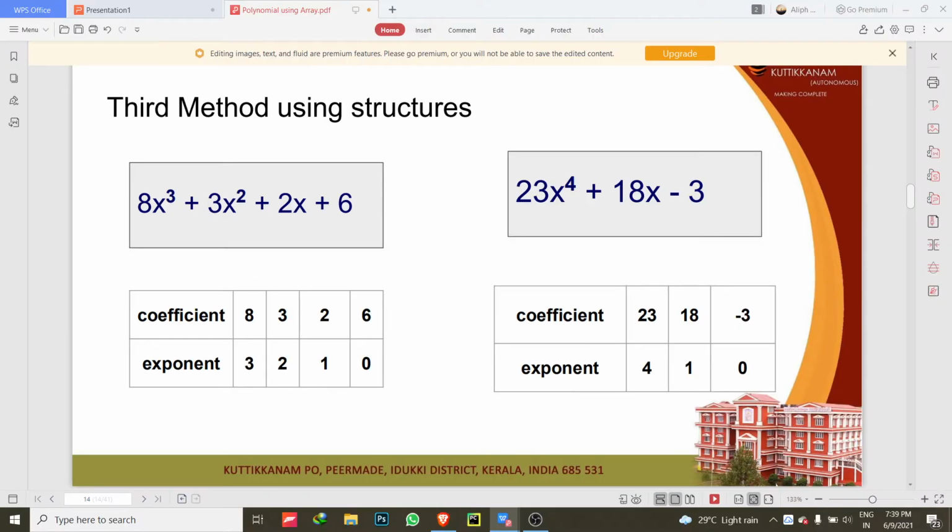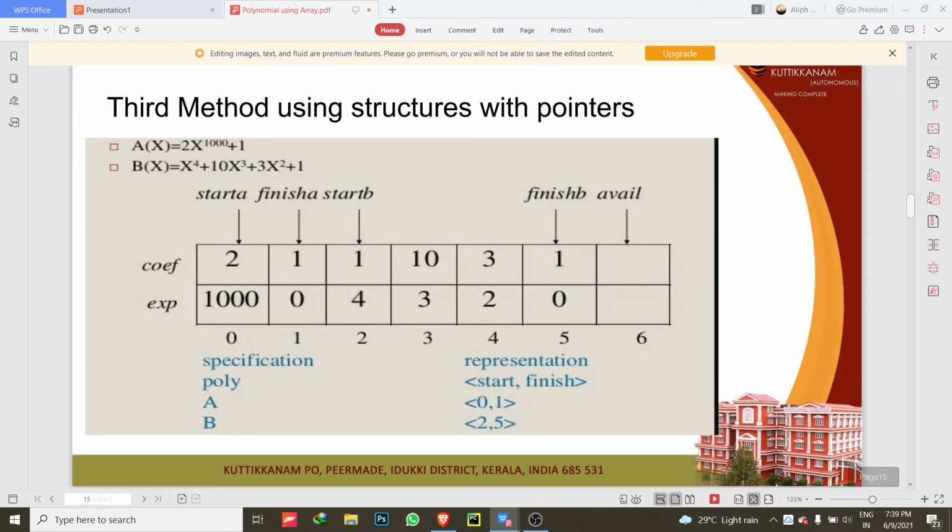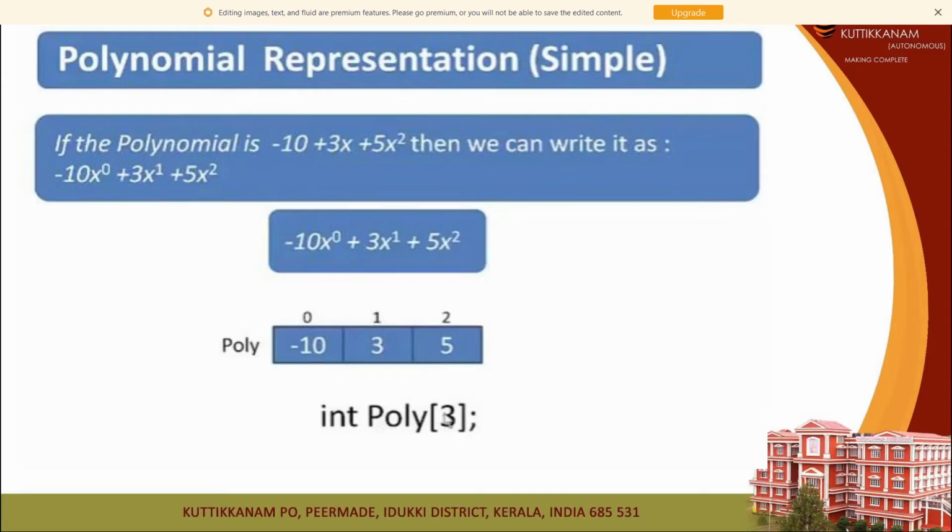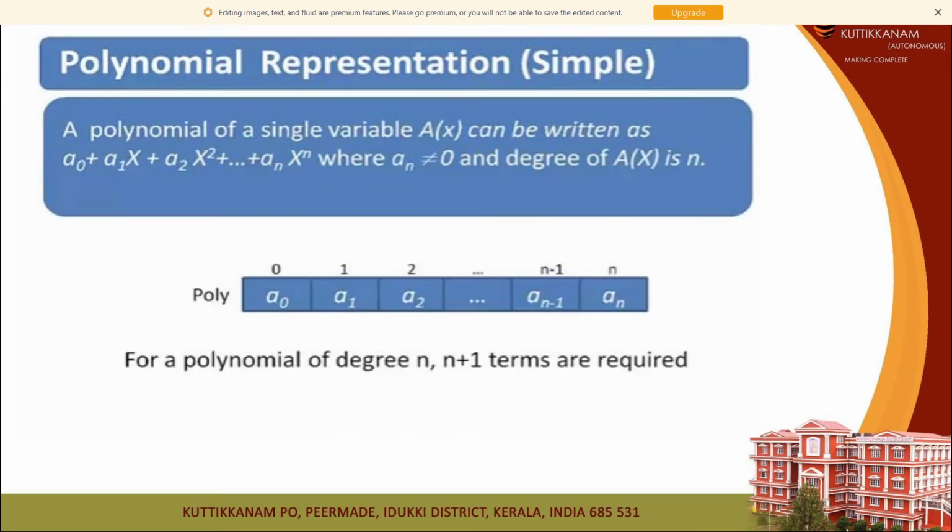The next method is the third method. It uses structures. Here we have two expressions and their coefficients and exponents are separated in two tables. The third method uses structures, also with pointers. This is the simplest polynomial representation. If the polynomial is minus 10 plus 3x plus 5x^2, then we can write it as minus 10x^0 plus 3x^1 plus 5x^2. This is the simplest and basic polynomial representation.